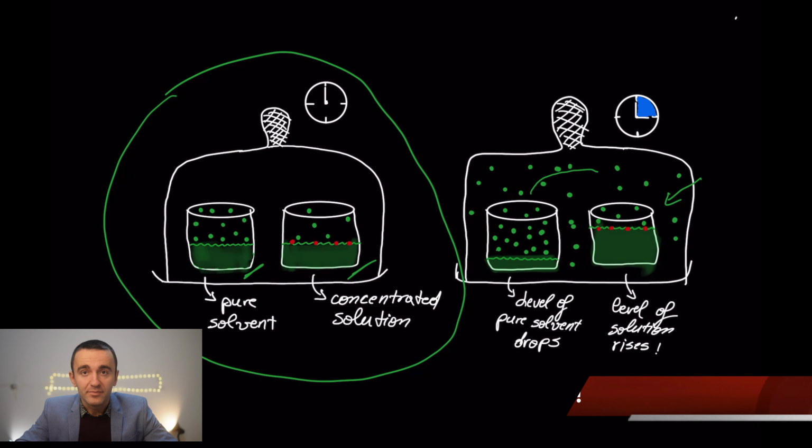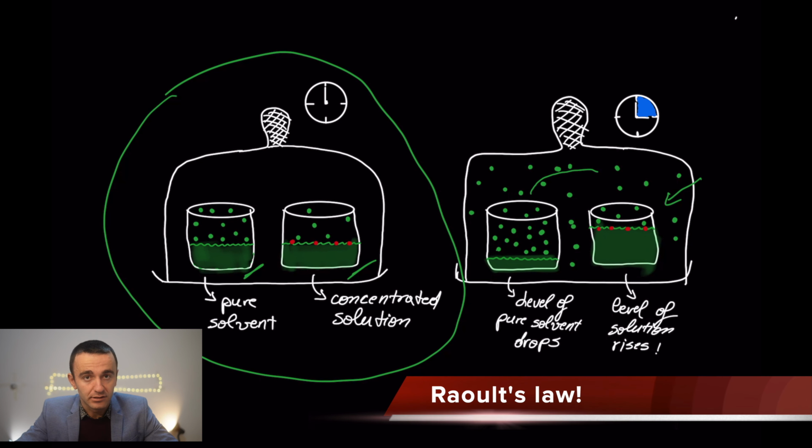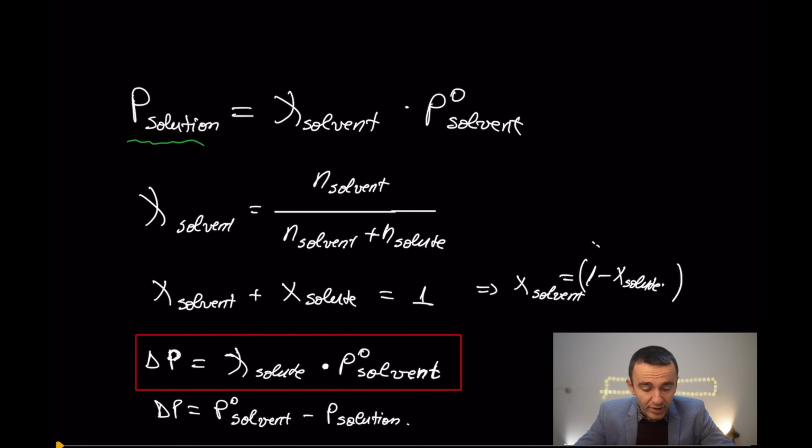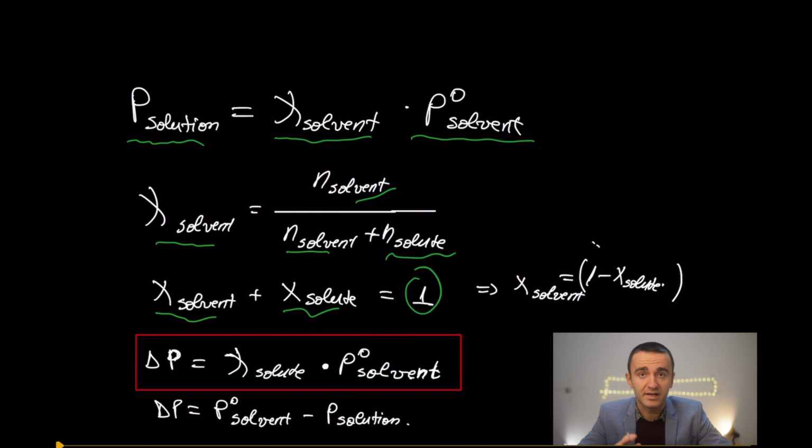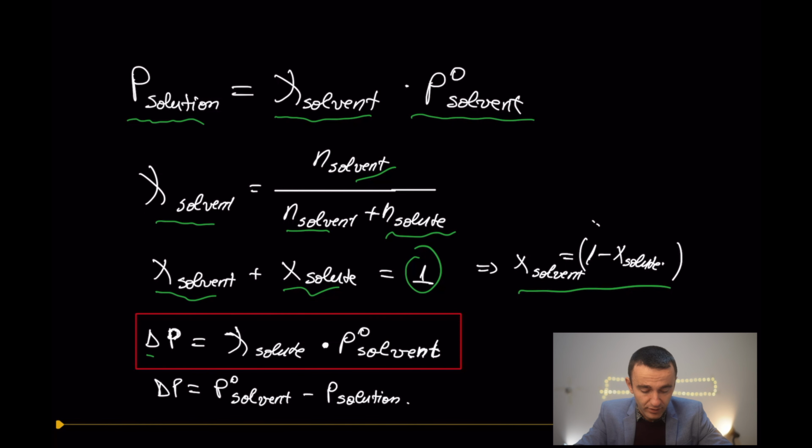We can quantify vapor pressure of a solution with Raoult's law. That is, pressure of the solution is equal to mole fraction of the solvent multiplied by the pressure of the pure solvent. What is the mole fraction? Mole fraction, in this case for the solvent, is the number of moles of the solvent divided by the number of moles of solvent plus number of moles of the solute. Mole fraction of the solvent plus mole fraction of the solute is equal to 1, so the maximum value that mole fraction can take is 1. Keep in mind this thing. And you can play with formulas and you can derive this formula.